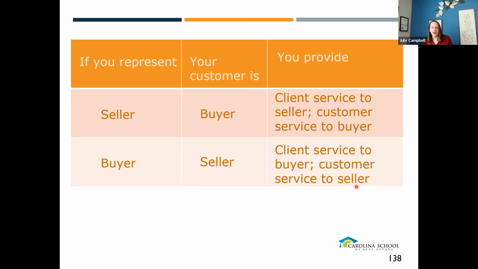If you represent the buyer in this transaction, that means your customer is the seller. So the buyer's now in first class, the seller's back in coach. Maybe the seller hired another firm. Maybe they're going for sale by owner. Maybe they're going it alone. Again, what we're defining here is me and my firm's duties to buyer and seller.